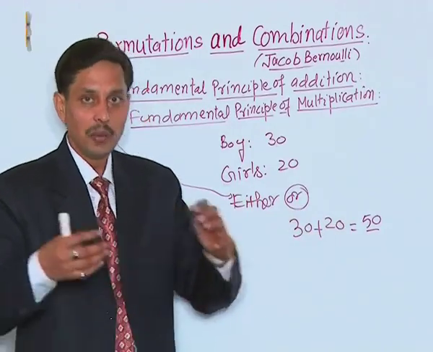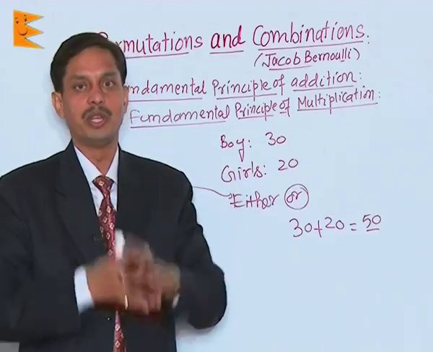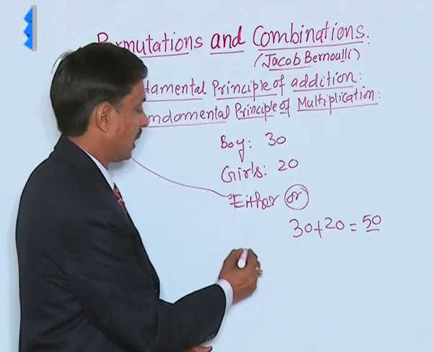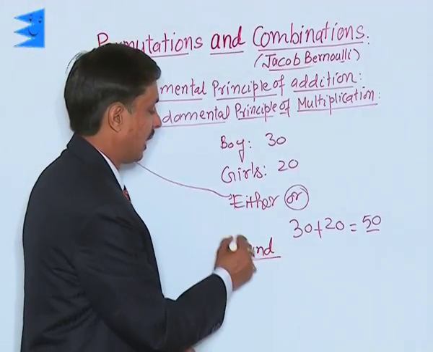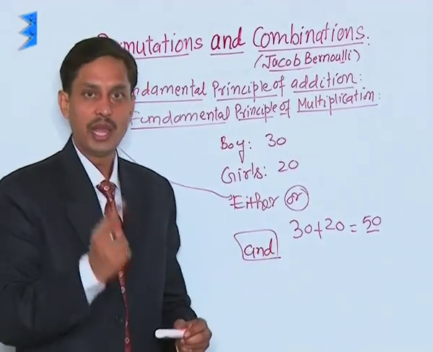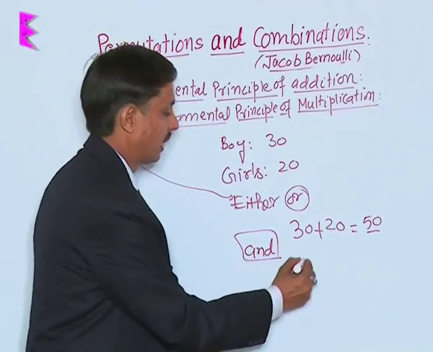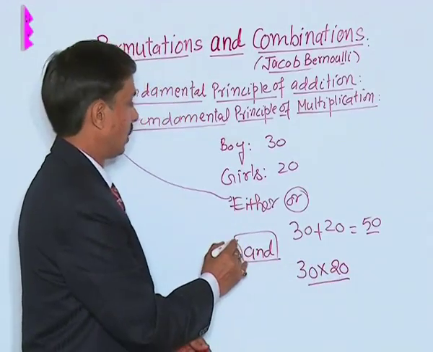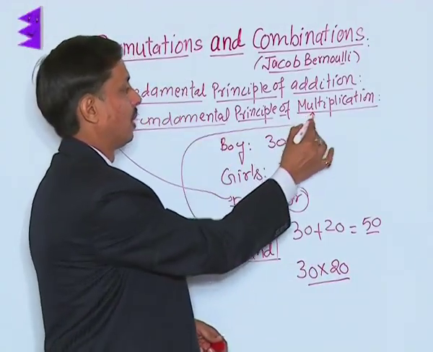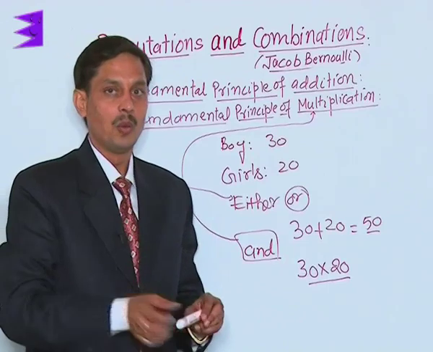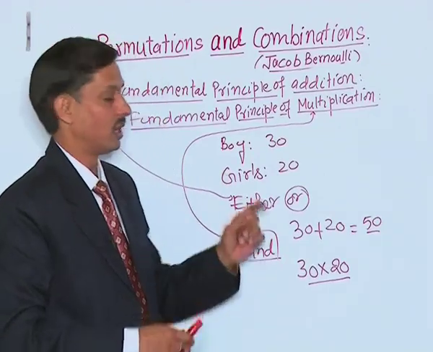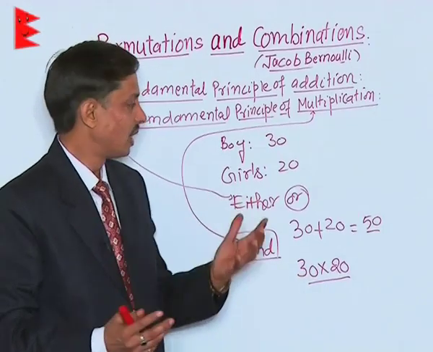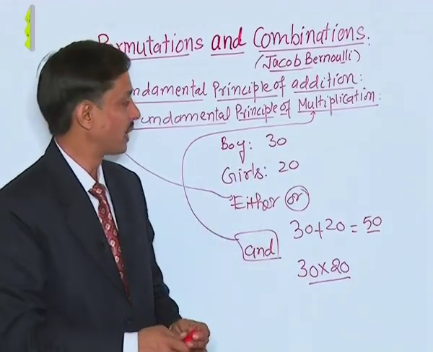So a teacher can select a monitor in how many ways? 50 ways. If the teacher wants to select two monitors, one boy and one girl, and the word and comes in the problem, one boy and one girl, it means that it will be 30 into 20. That is, the fundamental principle of multiplication will apply in the question if the question says and. That is how two monitors are selected, very simple to explain.